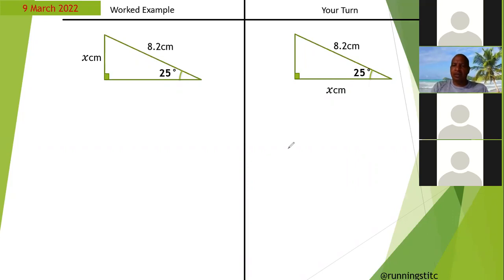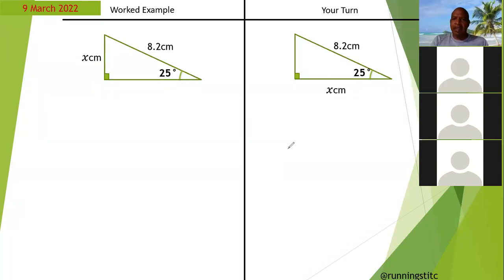All right. What we need to do when we are doing this question, guys, is to first identify the hypotenuse so that we don't get it confused with any of the other sides. So which side of this triangle would be the hypotenuse? The side with 8.2, sir. Right. So you know that the side with 8.2 is the hypotenuse. Now, which side are you trying to find? You're trying to find the side with x. Now, what relation is that side to the angle that is given? The opposite side, sir.